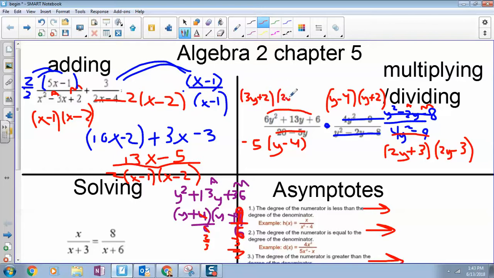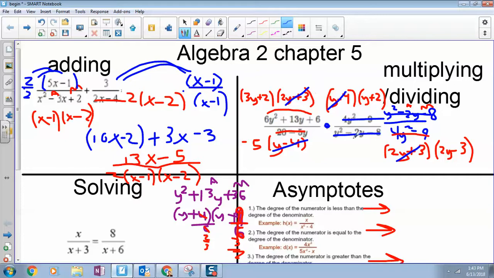Alright, so once we have everything factored, the only thing you need to do is cancel out anything in common. So what can we cancel? I see a y minus 4 here and a y minus 4 here. 2y plus 3 here. And that's looking like all we have to cancel. Alright, is there anything else we're missing? 2y minus 3, 3y plus 2, nope.